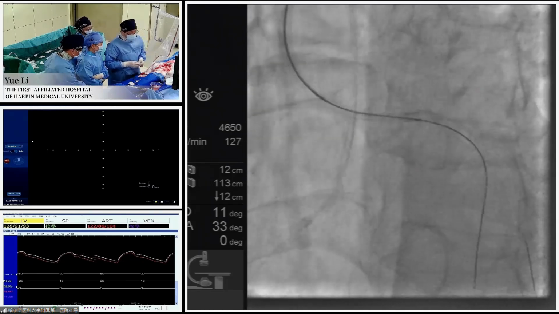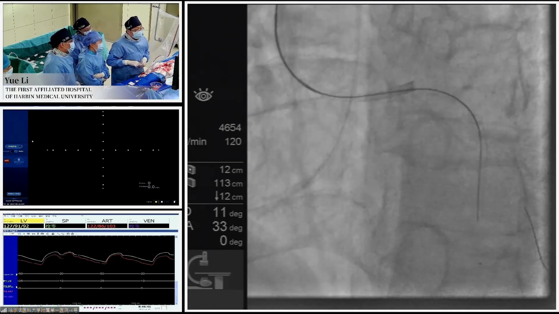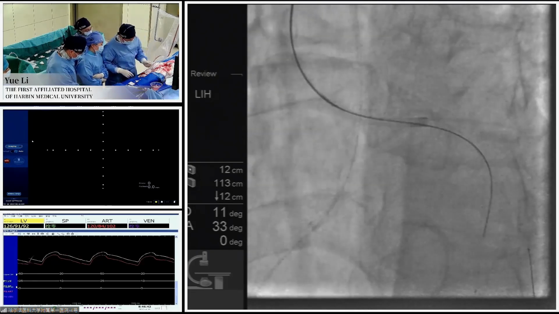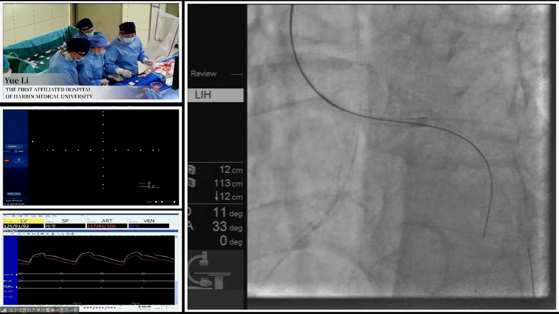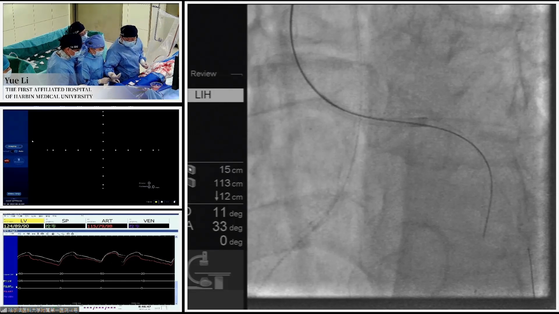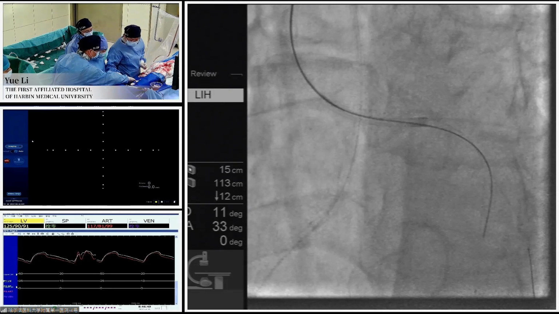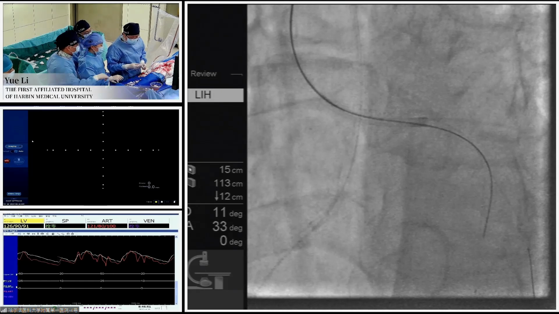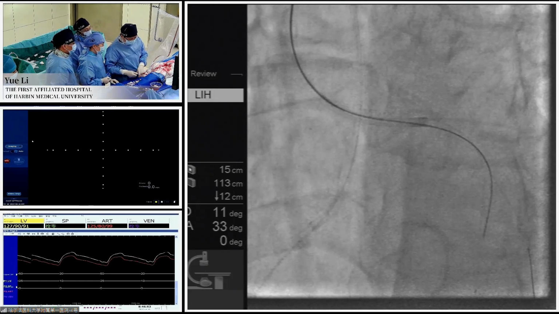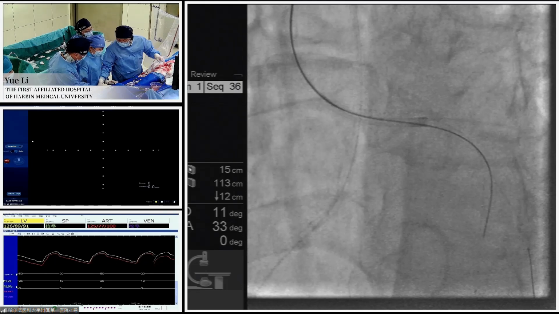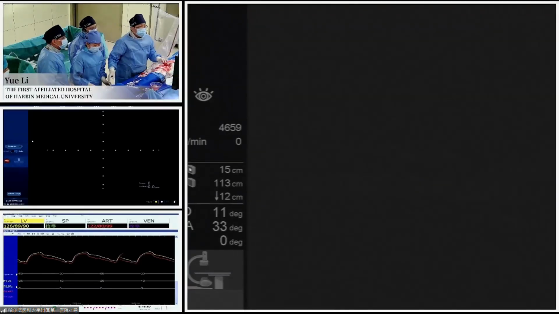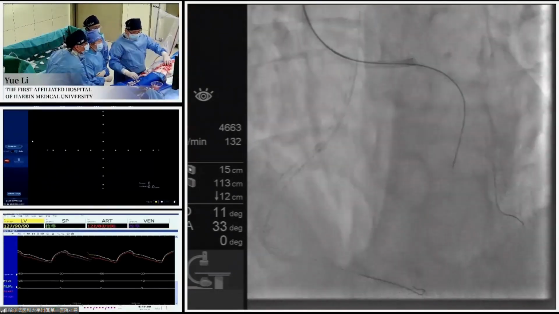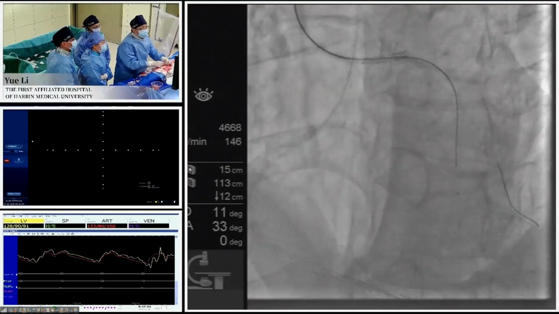Alrighty, come inside. Great demonstration. Advance a little bit further to increase the backup support. Okay, at that time, zoom out. So this can save us a lot of time compared to the externalization technique.